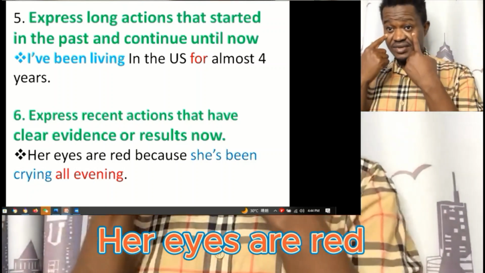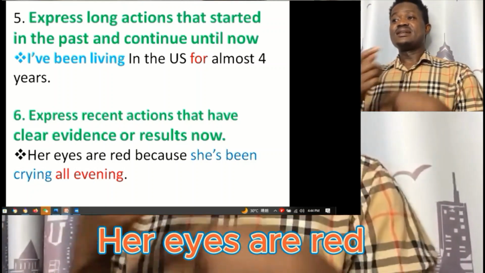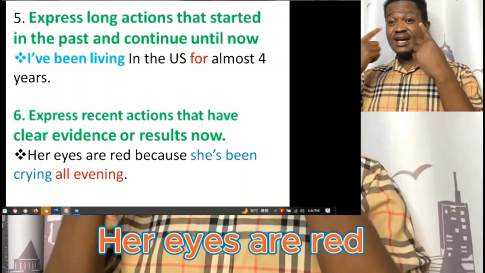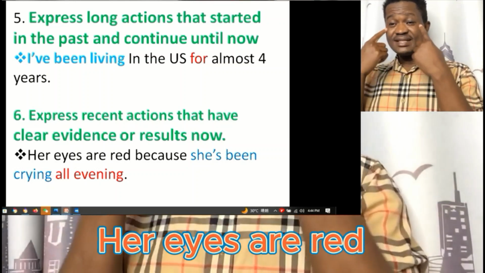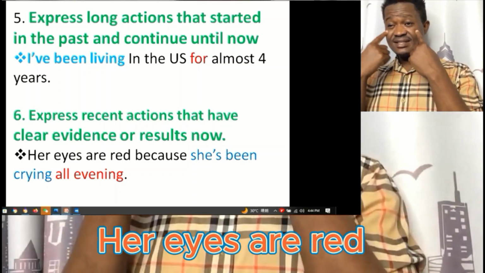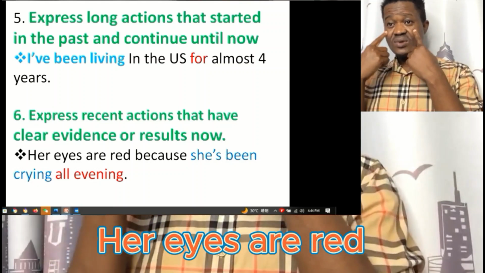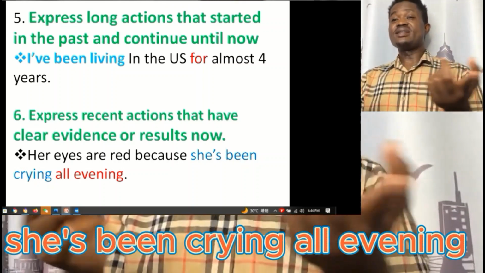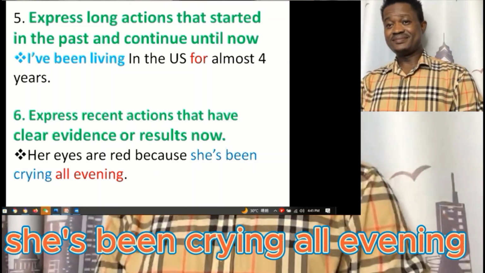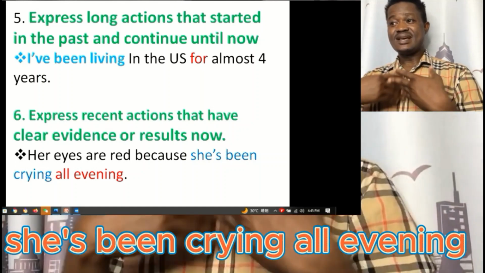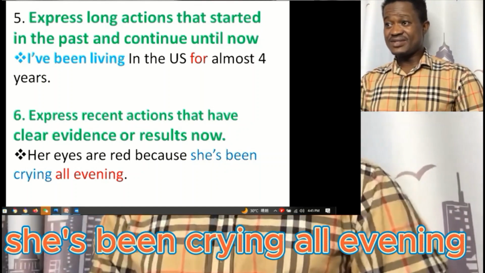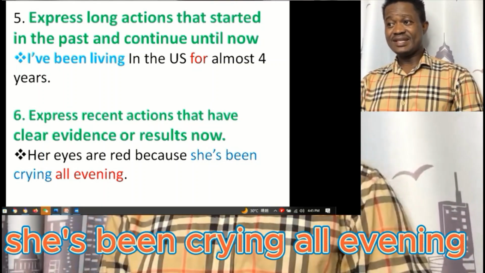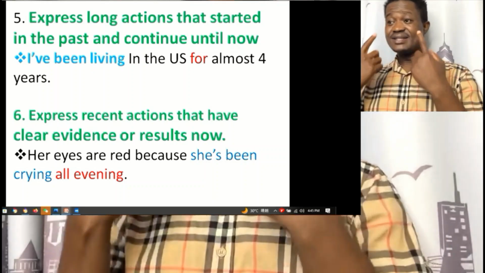So that's why her eyes are red. The evidence here is her eyes. The evidence here is what? Her eyes are red. That's the evidence, that's the result. Why are the eyes red? They are red because she has been crying all evening. So that's how we express a recent action that has clear evidence or result now. Okay, so the evidence here is that her eyes are red.